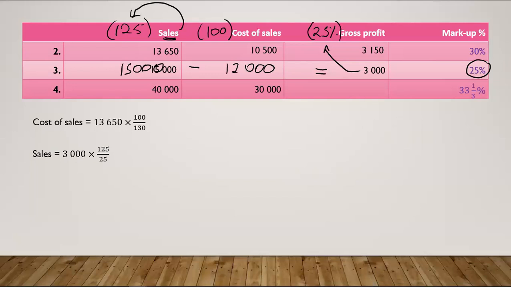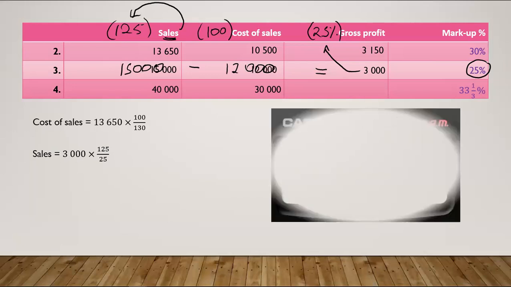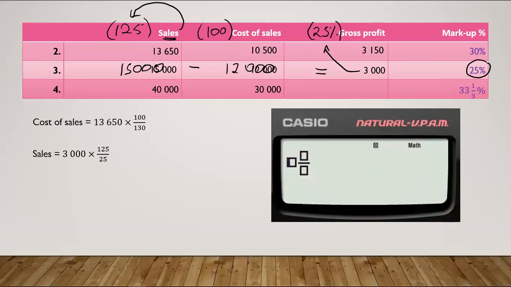Let's go to number 4, where we are given a gross profit percentage, which is 33 1/3. Please make sure that when you put it into your calculator, you use this function here, where in the small box you put in 33, in this box you put 1, and in this one you put 3. And then you put a percentage.